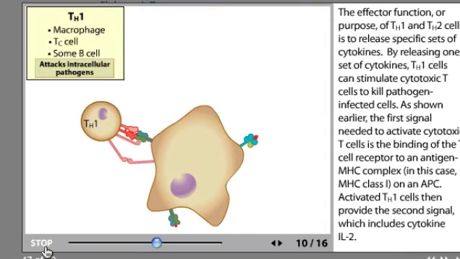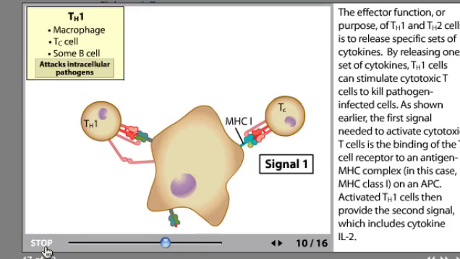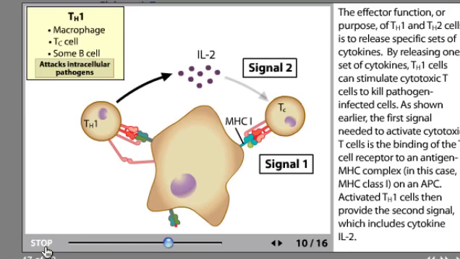The effector function or purpose of Th1 and Th2 cells is to release specific sets of cytokines. By releasing one set of cytokines, Th1 cells can stimulate cytotoxic T cells to kill pathogen-infected cells. As shown earlier, the first signal needed to activate cytotoxic T cells is the binding of the T cell receptor to an antigen MHC complex, in this case MHC class I, on an antigen-presenting cell. Activated Th1 cells then provide the second signal, which includes cytokine IL-2.